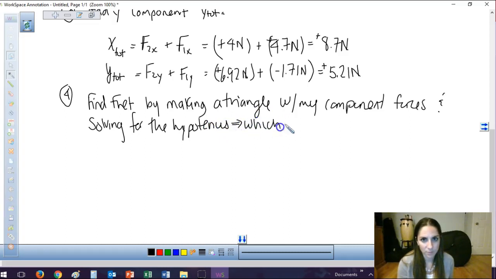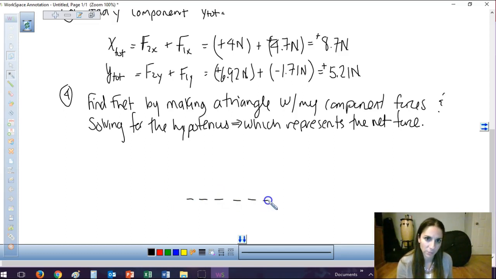Which represents the net force. So in other words, we're going to take our x total, whatever that value is, and put the y total at the end of the x total. It doesn't always look like this or point in this direction; I'm just choosing this right now. And this right here will represent the net force of the system.